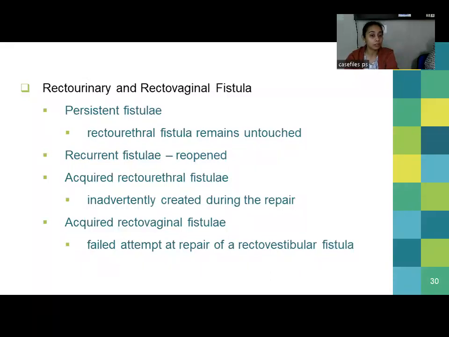These fistulas could be a persistent fistula, a recto-rectal fistula which was not dealt with in the definitive surgery, a recurrent fistula which reopened, an acquired recto-rectal fistula which was inadvertently created during the repair, or an acquired rectovaginal fistula which occurs because of a failed attempt at repair of a rectovestibular fistula.